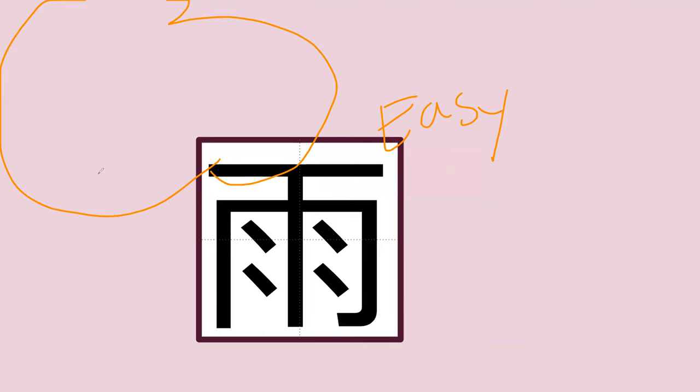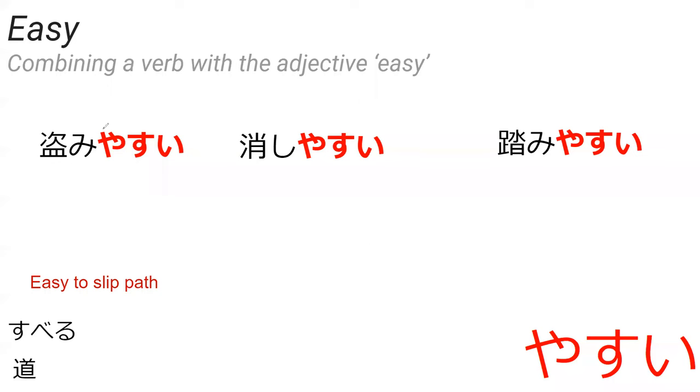Do you happen to know this kanji? That is ame, which is rain. Ame, rain. Perfect. So in Japanese, we can use that stem form thing I talked about right over here to describe something as easy to do. So we can get yasui and add a stem form verb to mean easy to steal, like nusumi yasui.